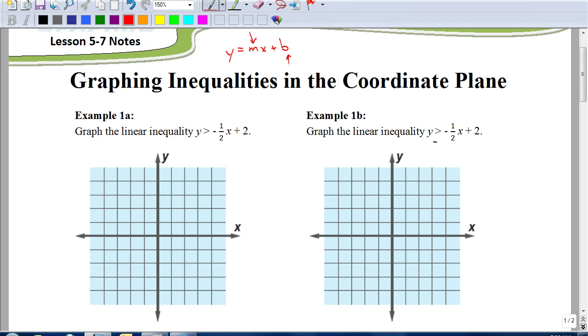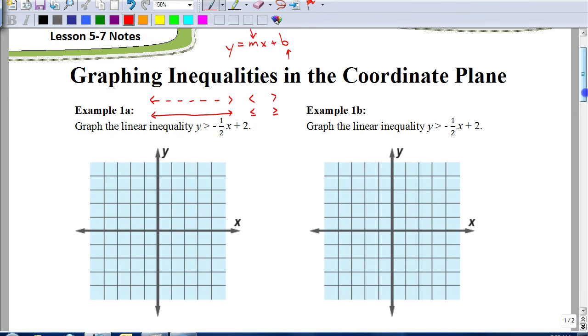When we graph an inequality, there's going to be times where we graph it using a dashed line, and times where we graph it using a solid line. Now we use a dashed line anytime our inequality is just less than or greater than. We use a solid line to indicate that it's greater than or equal to or less than or equal to. And I'll explain why that is when we graph this one. So let's look at this first example here.